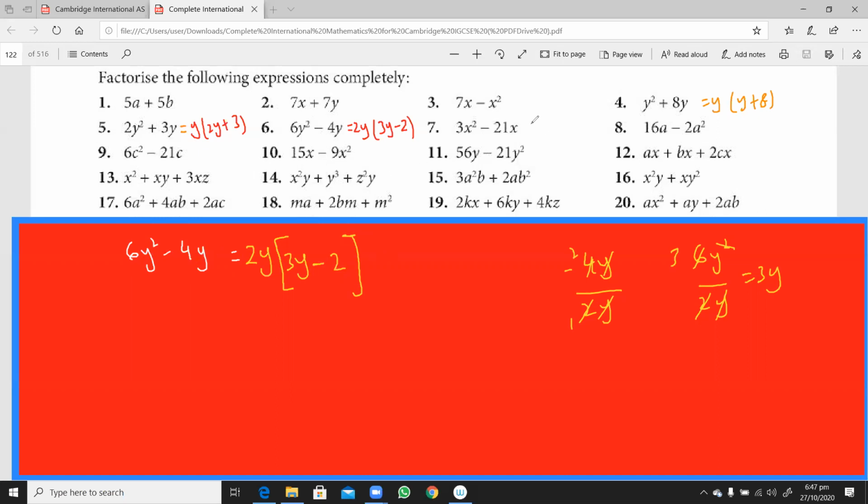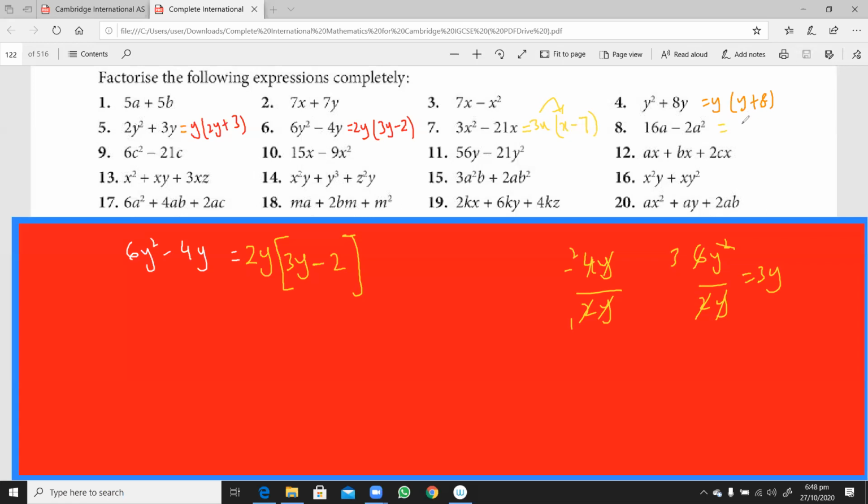Now, Samiha, how have you done this seventh one? Sir, 3x into x minus 7. This is perfectly all right, because if I expand this again, 3x into x will give me 3x squared, and then minus 21x. Okay, Mustaqim, eighth question.